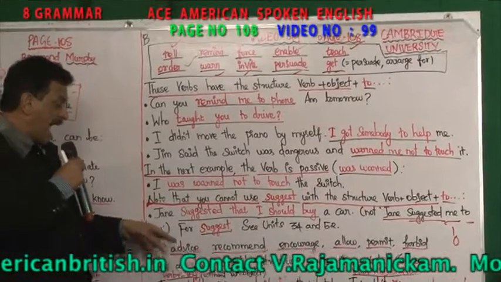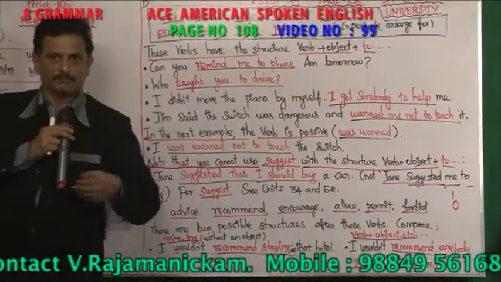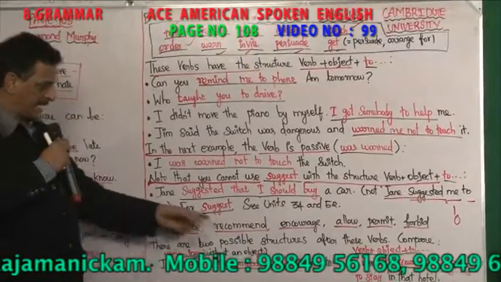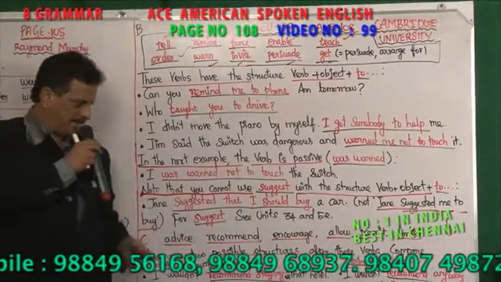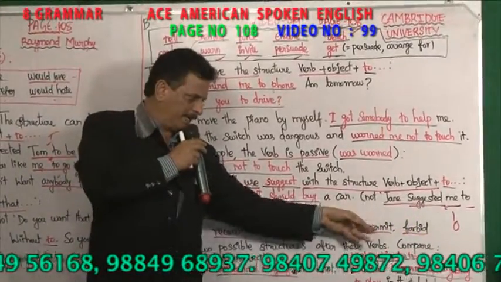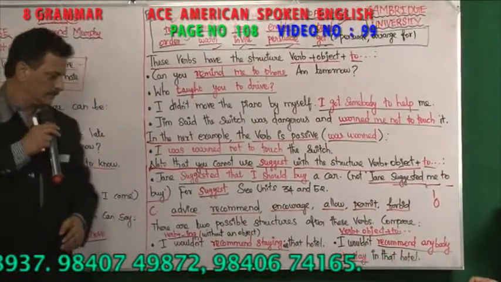Next, advise. What do you mean by advise? An advice, you are advising somebody. Recommend, you are recommending somebody. Encourage, you are encouraging somebody. Allow, allowing. Permit. Forbid means what? Stopping, you are not giving permission.